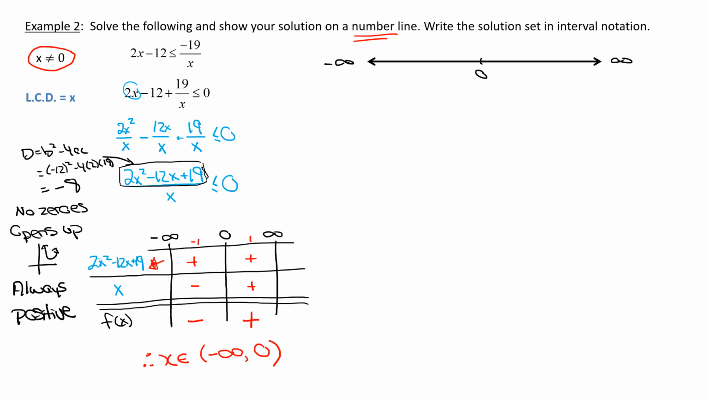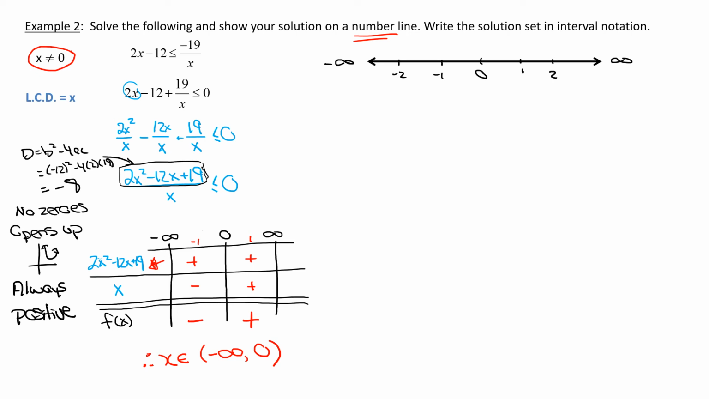So on the number line, you can always put in a few more here. If you have to show a solution on a number line, it's always nice to show a little bit more. It helps us to see a little better what direction we're going in. So I'm just going to add on a few numbers here. So we're trying to show negative infinity to 0.